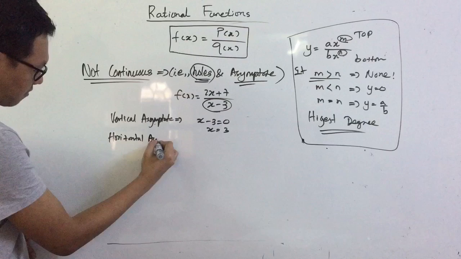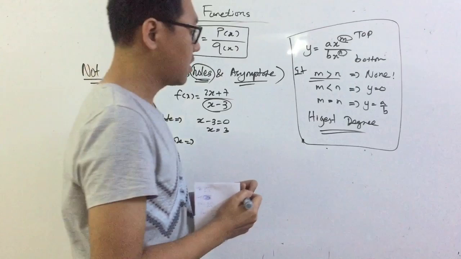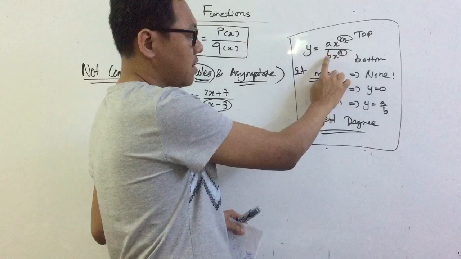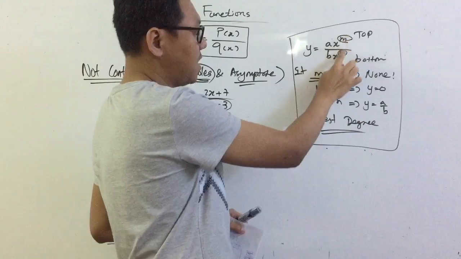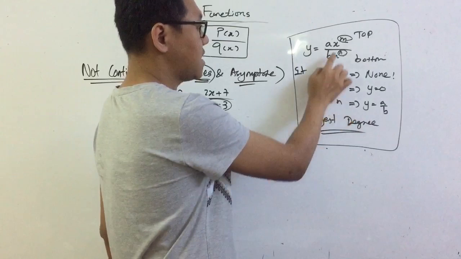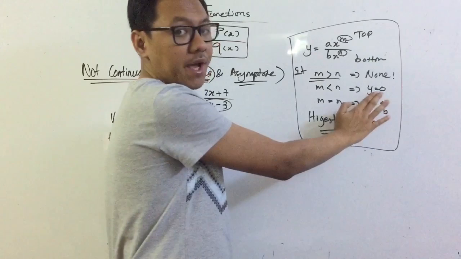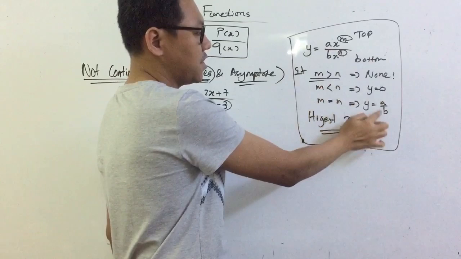For horizontal asymptotes, there are three cases. We have to think about these polynomials. Both are polynomials, right? As I explained before. So we have to see the highest degree. In this case, the numerator's highest degree is m, and the denominator's highest degree is n. If the top is bigger, which means m is bigger than n, there is no horizontal asymptote. If m is less than n, that is, the highest degree of the numerator is smaller than the highest degree of the denominator, the horizontal asymptote would be y is equal to 0. If they are the same, y is equal to the division of their coefficients, a over b. Okay, that's how we find horizontal asymptotes.